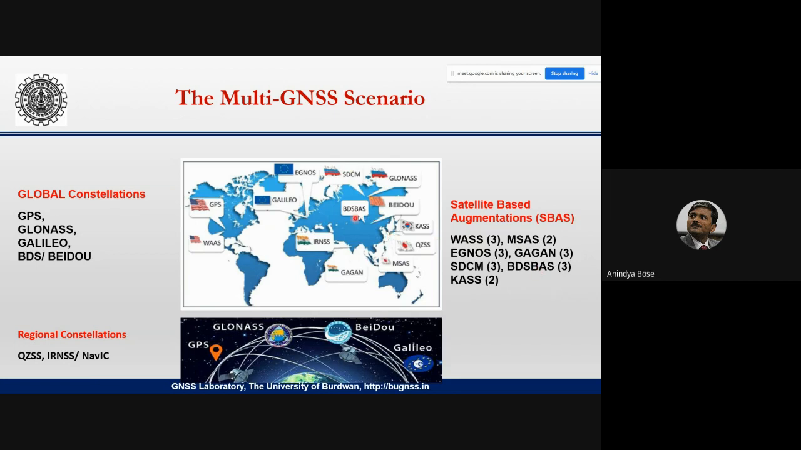BDSBAS is developed by the Chinese. KASS, the Koreans are now in the process of developing their own satellite-based navigation system and their augmentation system. And in our case, GAGAN, the GPS-aided geo-augmented navigation system. Basically, don't mix up IRNSS or NavIC with GAGAN. IRNSS is an independent system. GAGAN is a system which supports GPS. So the GPS users in our country have some problems, and the problem is taken care of by the SBAS or GAGAN.